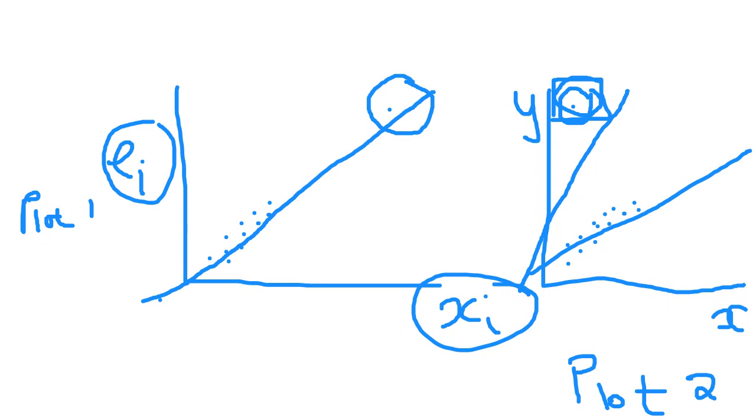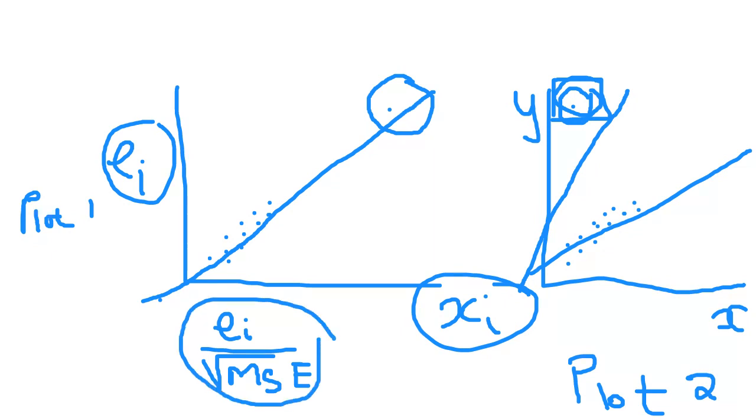But if we standardize this one, remember the standardized one is what? I think it's e_i divided by the square root of MSE. You can check it from the notes. So this plot of e_i standardized residuals versus y_i hat is another plot that can be used to check if we have an outlier in our data set.